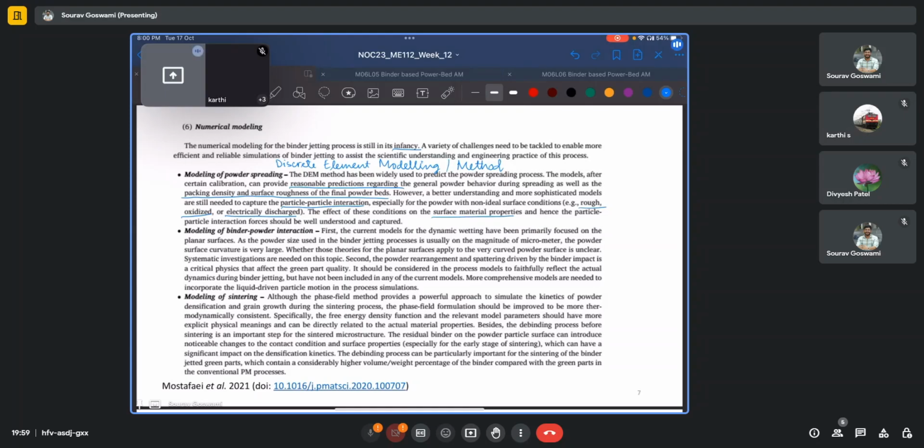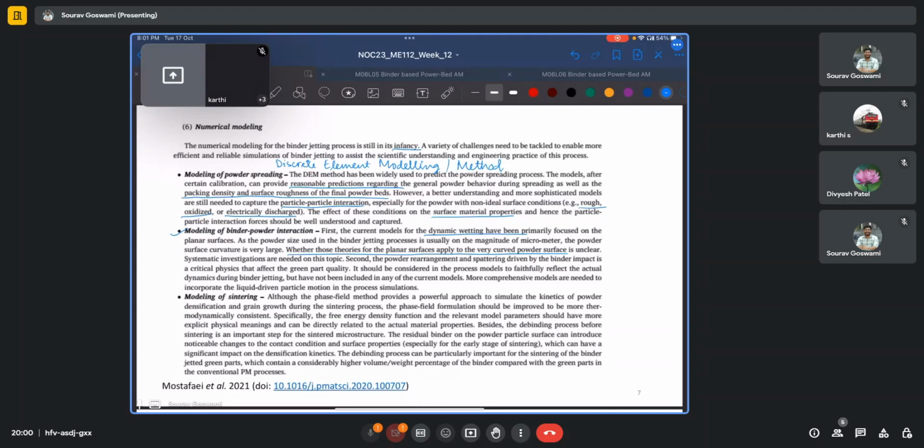The second aspect would be modeling of the binder-powder interaction. For the current models, usually the dynamic wetting behavior has been focused on planar surfaces. However, we know that the powder particles are very small and thus have very small radii of curvature and consequently very high curvature, whereas most of the modeling efforts have been focused on planar surfaces. Whether those theories of planar surfaces apply to the high-curvature powders is unclear.